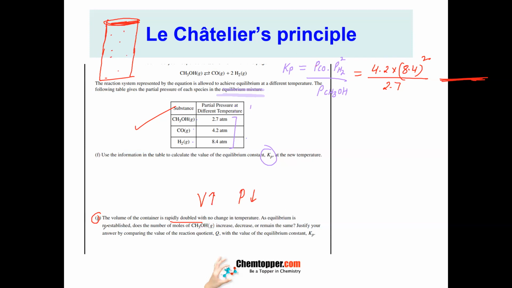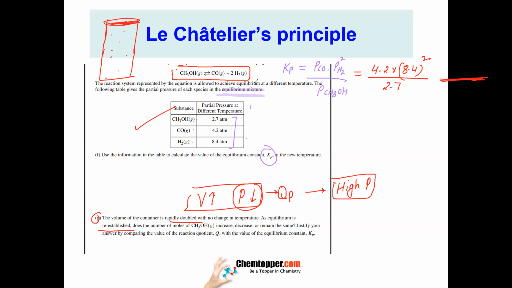As the equilibrium is going to re-establish, it has now become Q. This is the stress which you have placed. There is no Kp now; it becomes Qp. Pressure has decreased. In which direction will the equilibrium shift? Check which side has more pressure. It will shift in the direction of high pressure, right? Look at the equilibrium. Which side has high pressure?